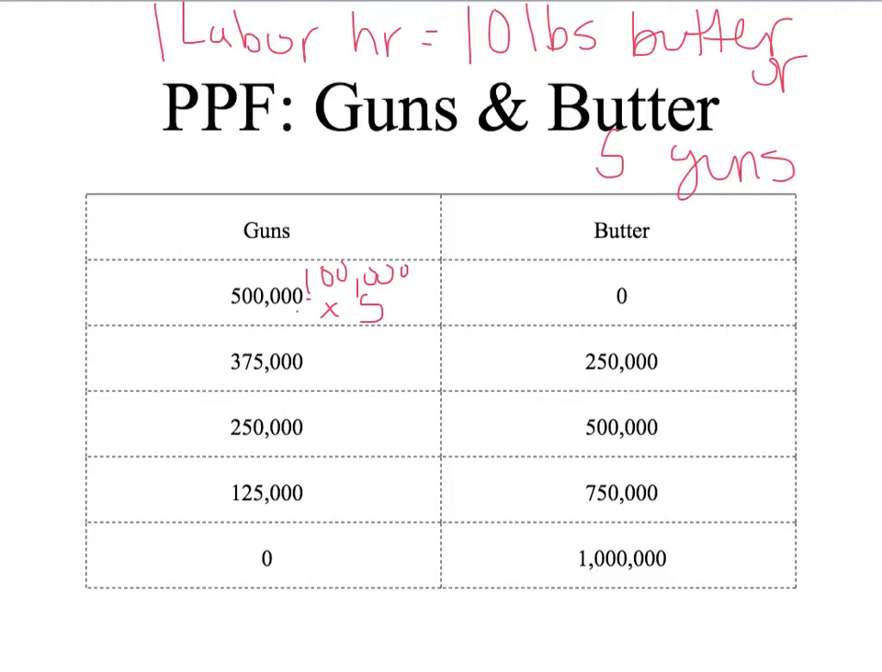Let's say we use 75,000 labor hours for guns and 25,000 for butter. So 75,000 labor hours for guns, and each labor hour produces 5 guns. That yields us 375,000 guns, all right, and 250,000 pounds of butter. All right, so let's say we split half and half, 50,000 labor hours for guns and 50,000 labor hours for butter.